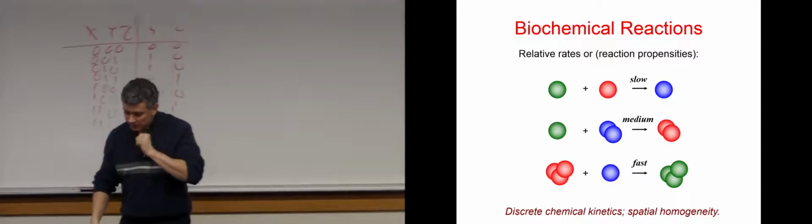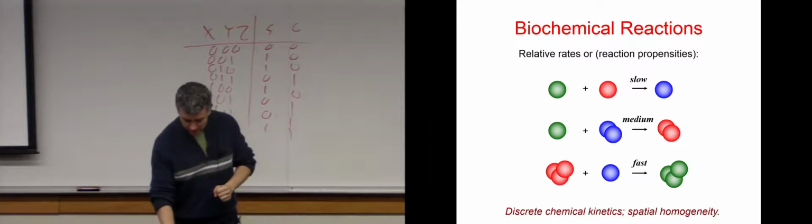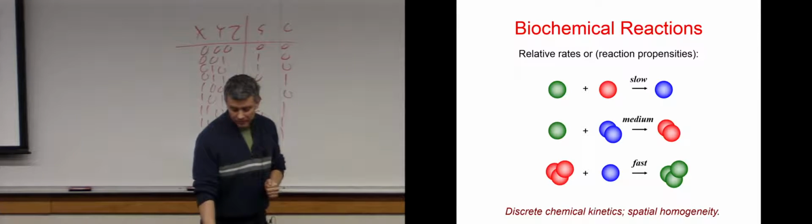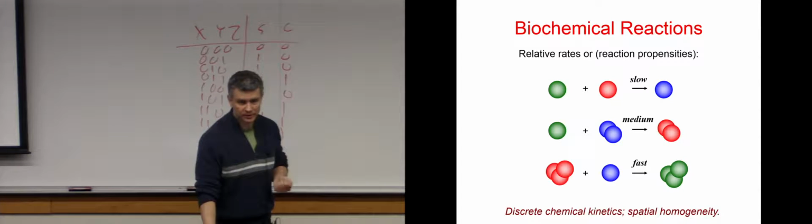Okay, but stepping forward before I click next on the slide, slow, medium, and fast. So Jesse, how would you describe that? Slow, medium, and fast relative to what? Or what determines the rate of a reaction?